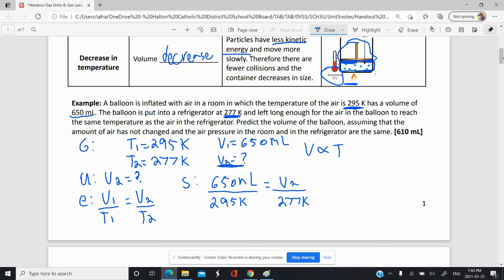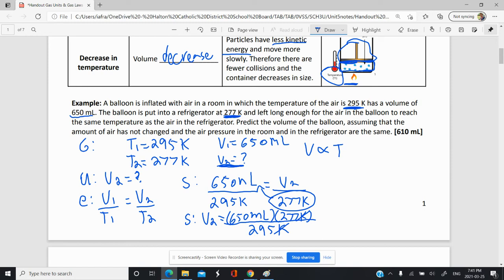Now I'm just going to solve by cross multiplying, sending my 277 to the other side because I want to get V2 alone. So V2 is equal to 650 milliliters times 277 Kelvin over 295 Kelvin. It's multiplied because it was divided on this side, and now we send it to the other side. Kelvin and Kelvin cancel out, and we're left with milliliters.